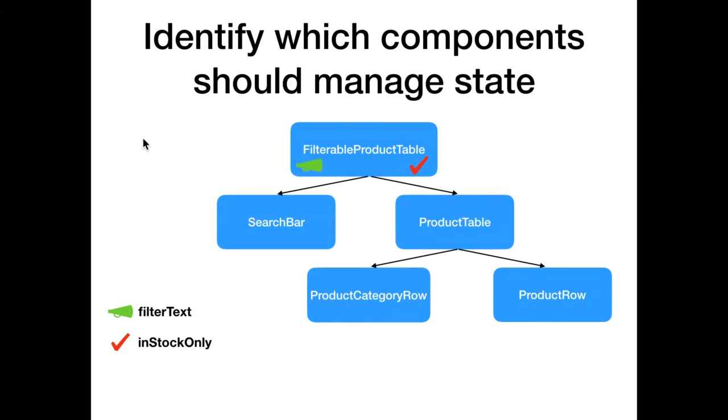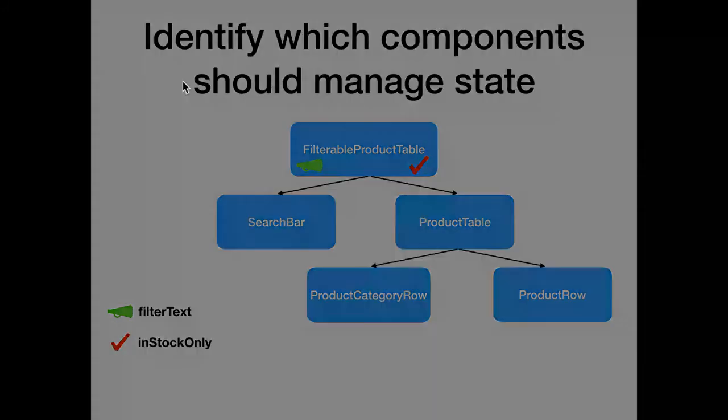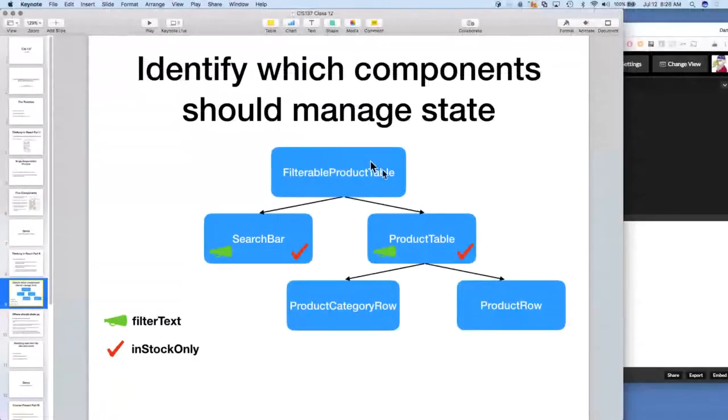And there's that animation I made. That's why we have full screen right now. But the filterable product table will have the state, and it'll pass it down via props to each of its children.